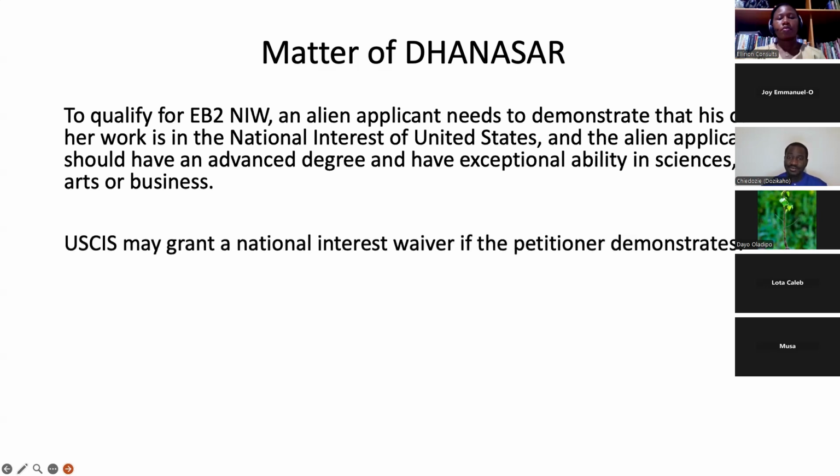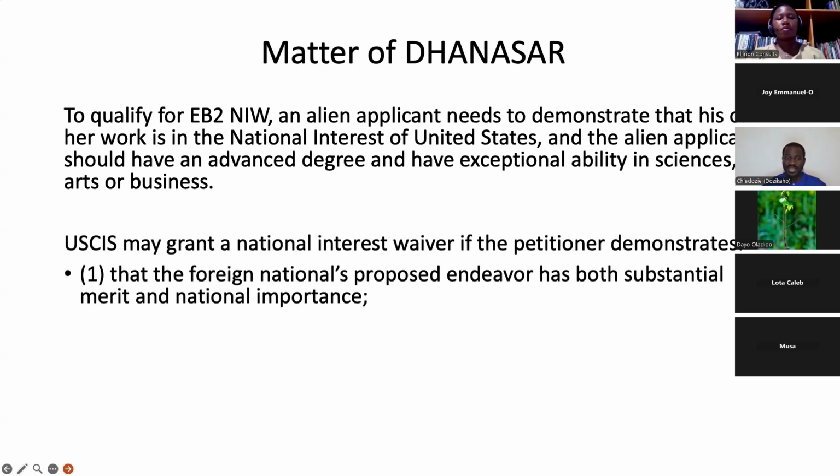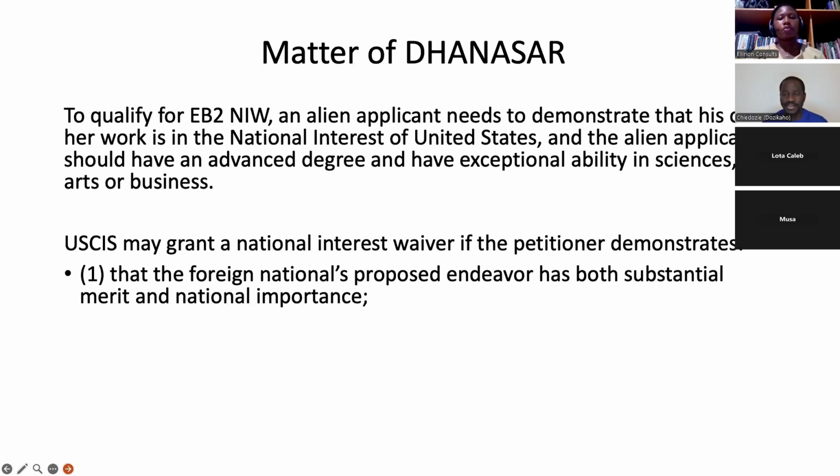And they say that they are going to grant you the national interest waiver if what you are proposing to do in the United States has substantial merit and is of national interest. Now, this might seem so ambiguous. It can simply mean you offer the United States something that benefits them in exchange for the green card. I may put it this way: you are coming to start a business that will create jobs for the United States. And if your business is going to employ Americans, that is of national interest, right?